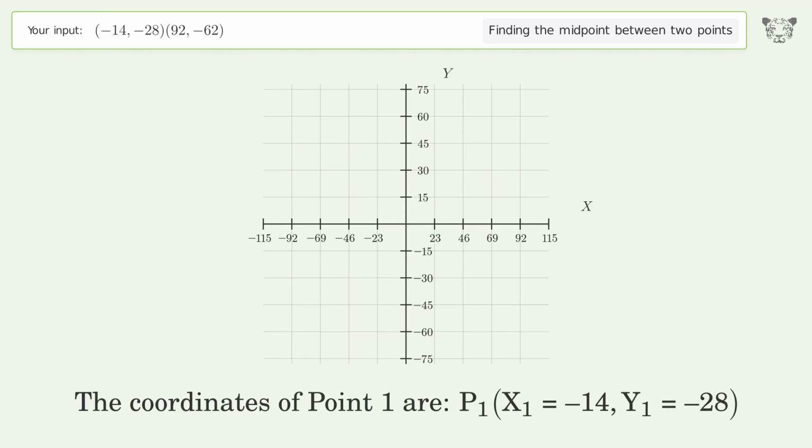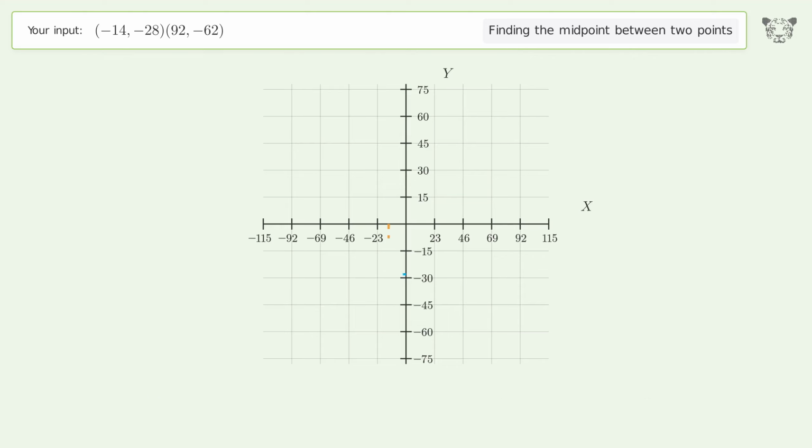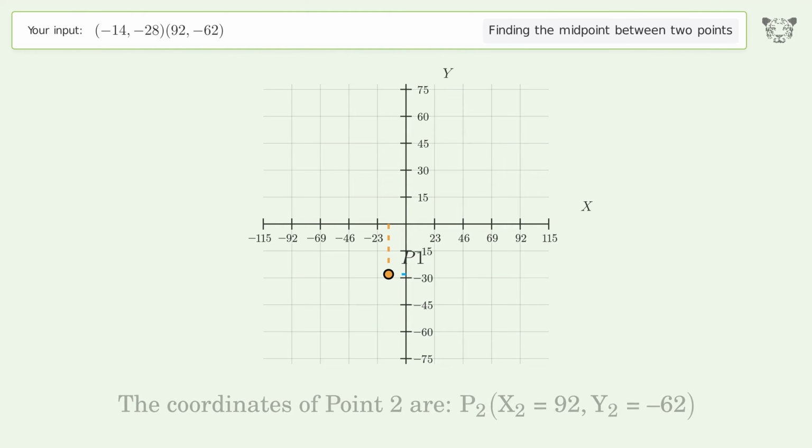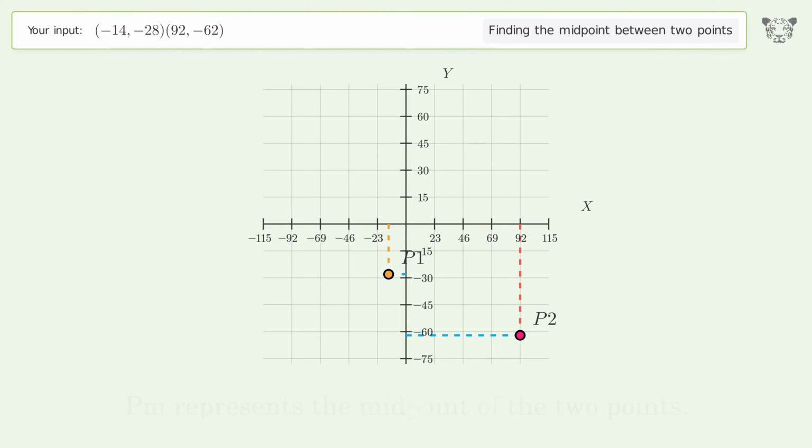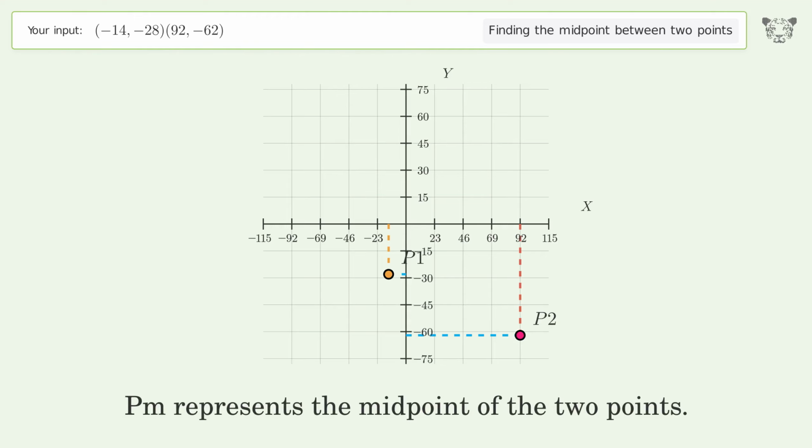The coordinates of point 1 are x1 equals -14, y1 equals -28. The coordinates of point 2 are x2 equals 92, y2 equals -62. PM represents the midpoint of the 2 points.